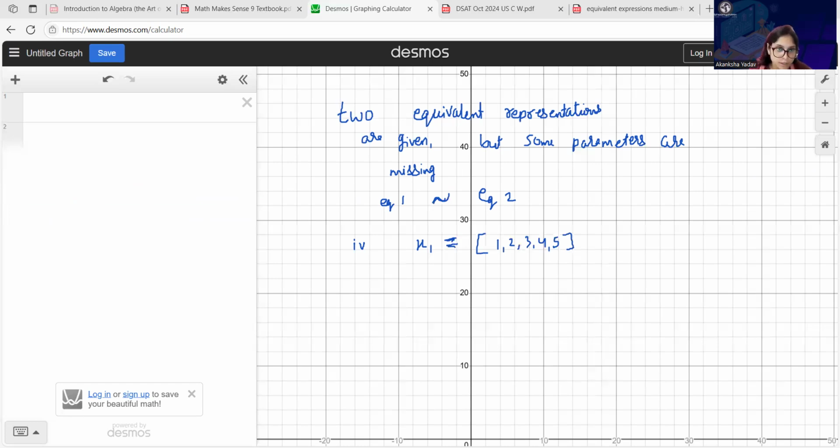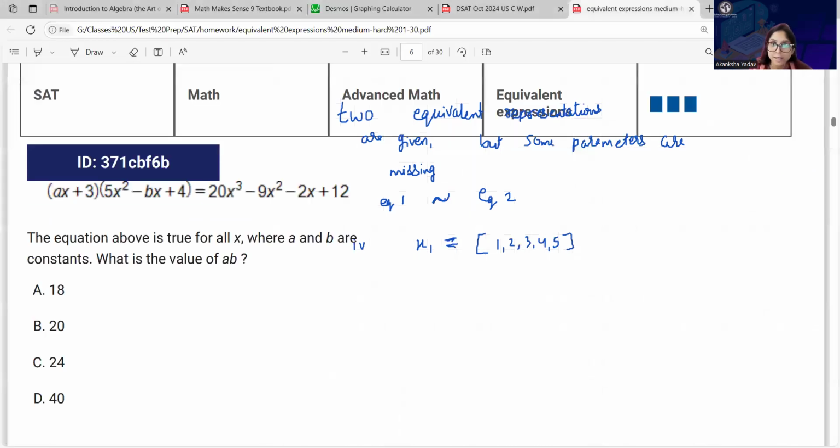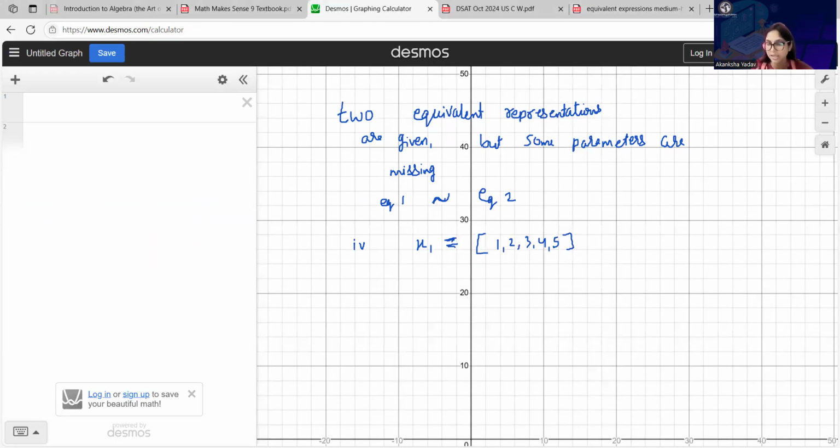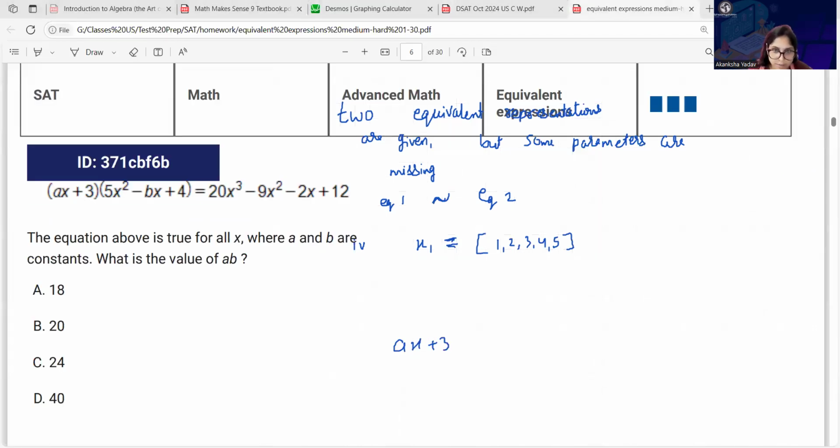Now, for example, over here, I will be typing it ax and replace x with x1. That's a given. Whenever you're writing the equivalent sign, it does not identify x and 1. So let's write this equation and try to solve this. So it's ax plus 3, 5x squared minus bx plus 4 is equal to 20x cubed minus 9x squared minus 2x plus 2.